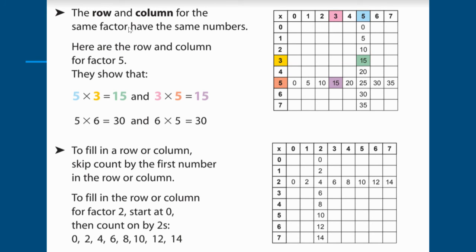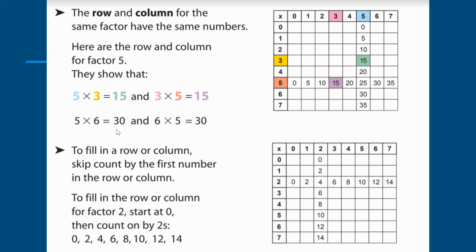All right, so the row and the column for some same factors or multiples have the same numbers. So here are the row and column for factor 5. So the row, remember the rows go across, the columns are up and down, right? Do you see how 5 times 3 is 15? Or you can do it in this direction, 3 by 5, 15.